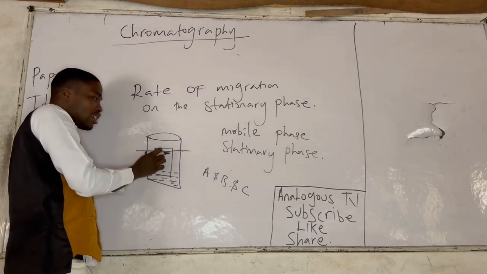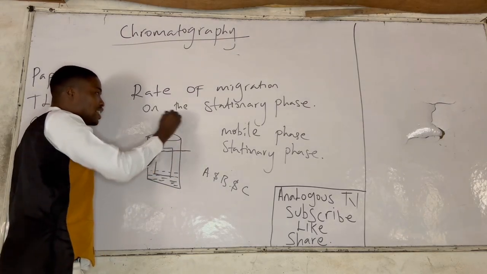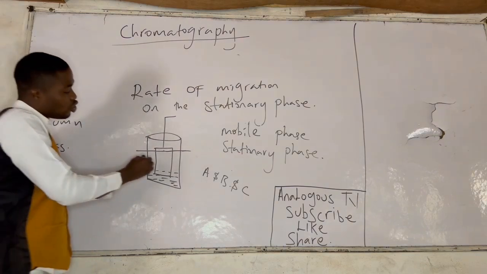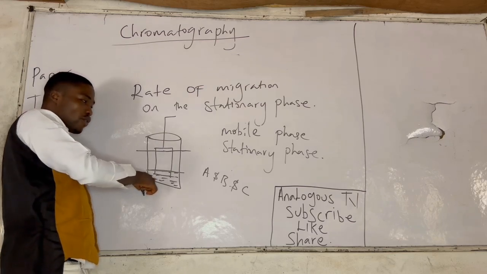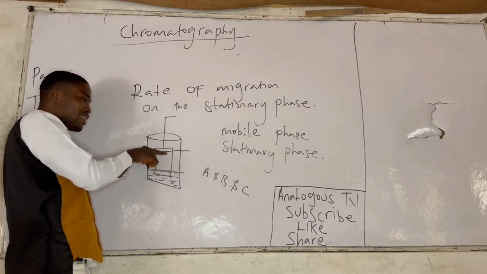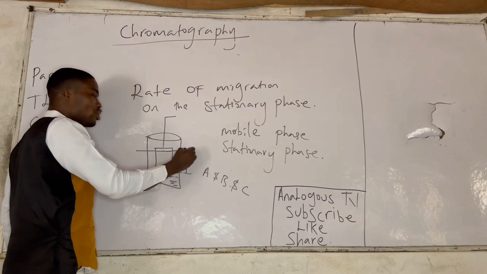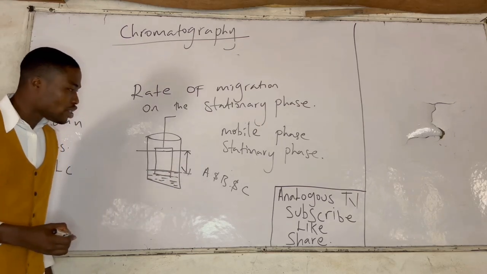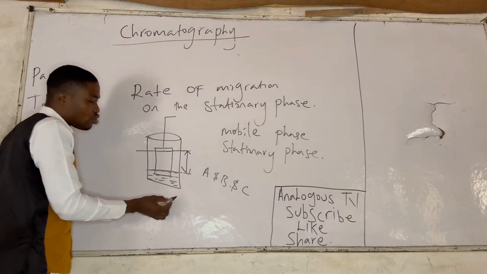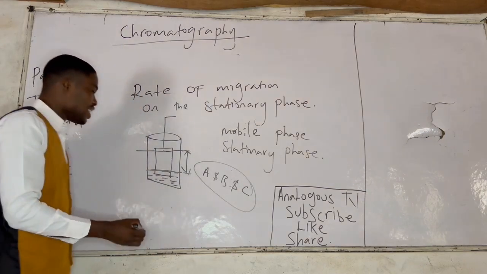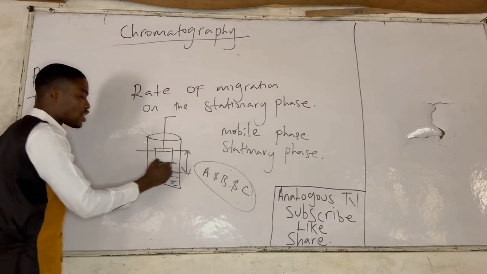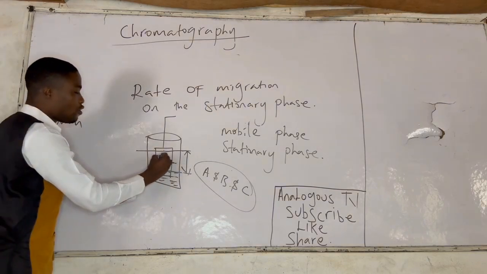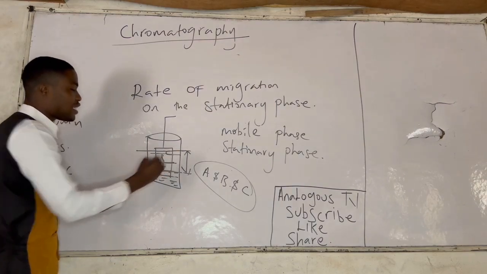This phase that is not moving, which may be suspended, is called the stationary phase. The solvent, the organic solvent, moves. Immediately you put the mixture, the solvent travels a distance, which is called the distance moved by the solvent. As the solvent is traveling, remember the three things we added. A will travel to this distance on the stationary phase. B will travel to this distance, and the rest will be C.